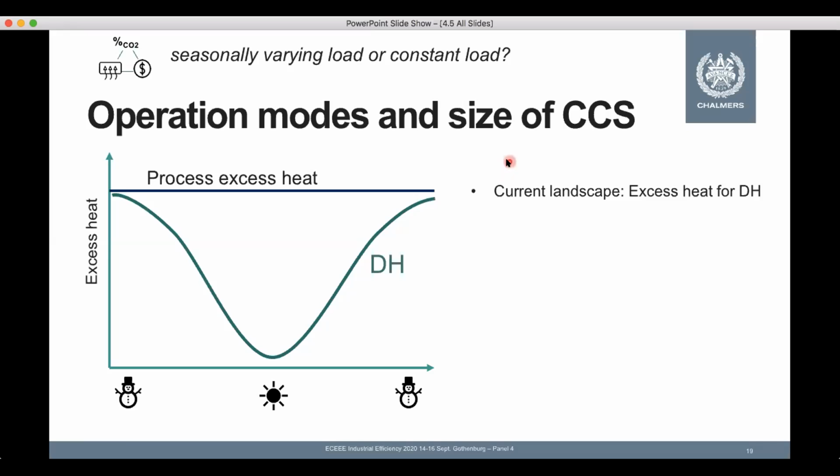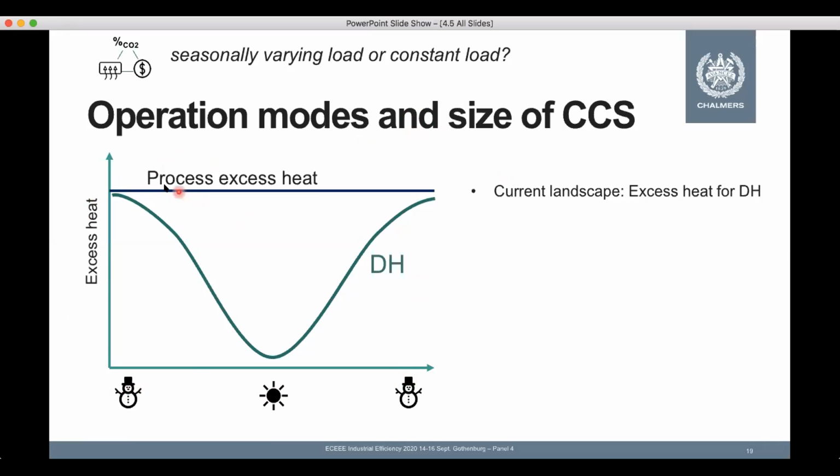On the next slide, I want to illustrate what I mean with seasonal varying load and constant load. We see here a graph with heat on the y-axis, and on the x-axis we have indicated with these nice figures the course of a year in terms of seasons.